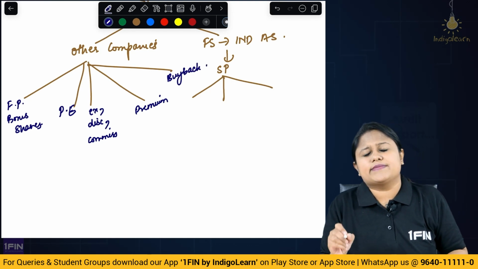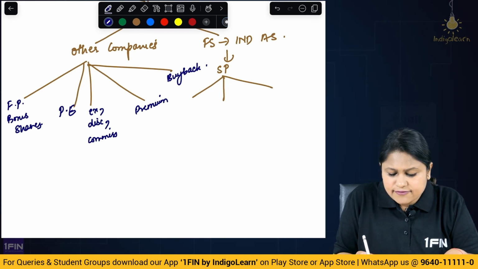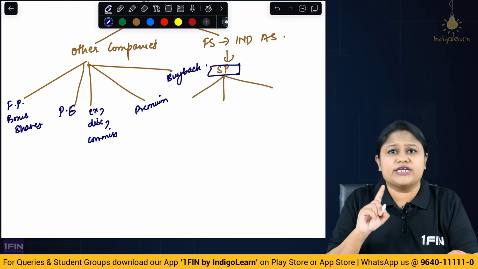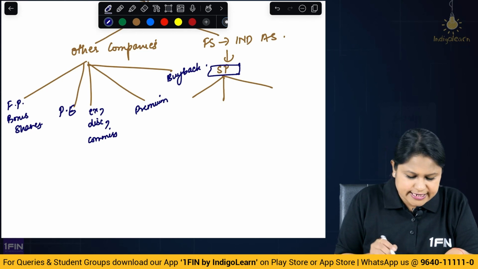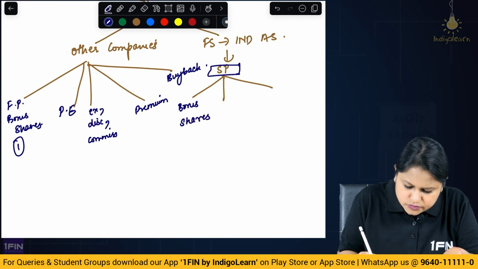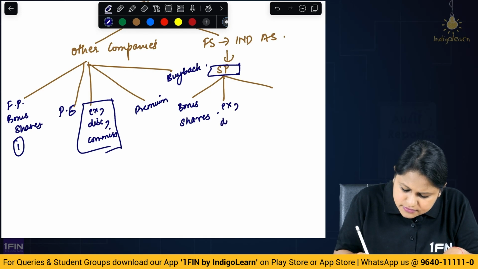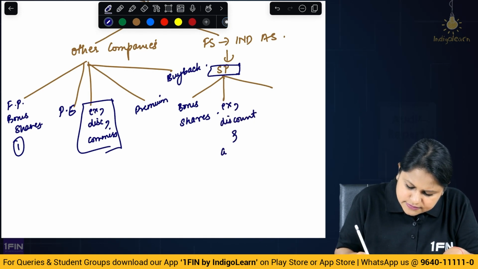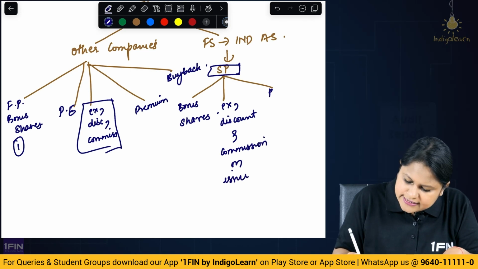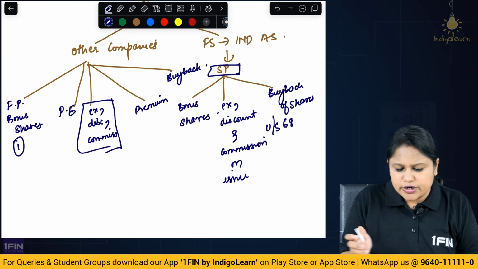But now some prescribed class of companies which are required to comply with accounting standards under section 133, for them securities premium can be utilized only for 3. Out of these 5, only 3 they can use. First, they can use it for bonus, then for writing off expenses, discount and commission on issue, and finally for buyback of shares as per section 68. Correct? So this one thing you have to remember.